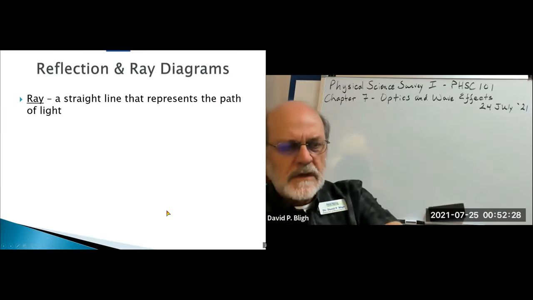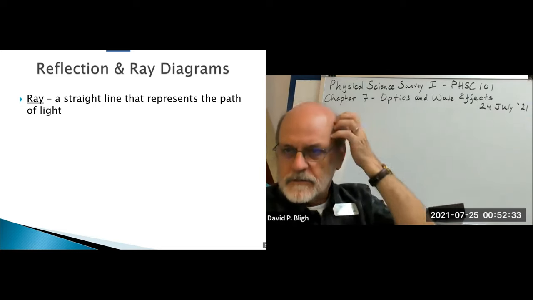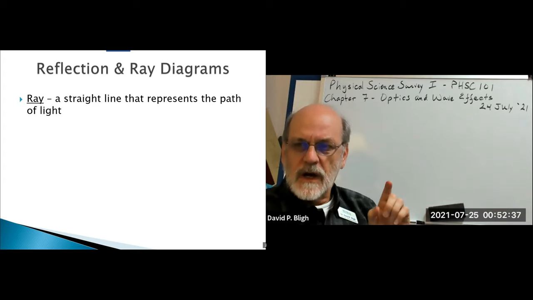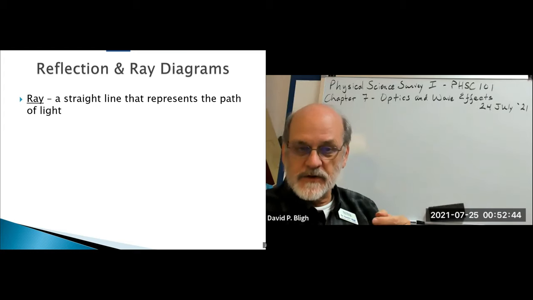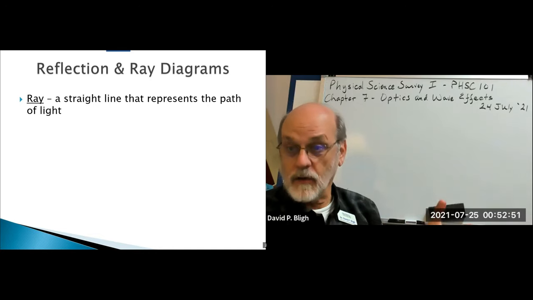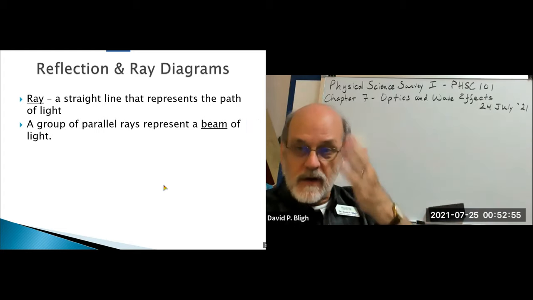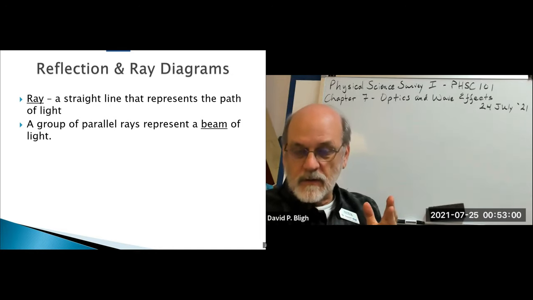Now it's useful to think of light, for purposes of judging how the light is reflected, in terms of what we call a ray, which is a straight line representation of the path that light will take. It's just an arrow. If we have several of those arrows together, parallel to one another, then we call that a beam.